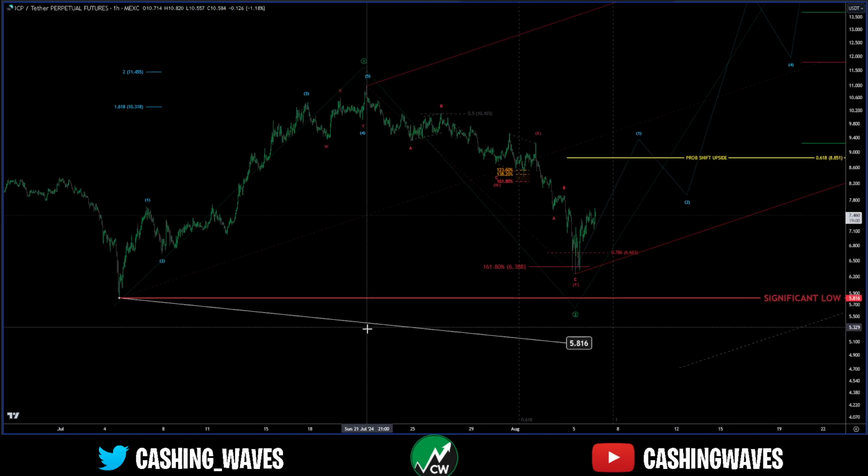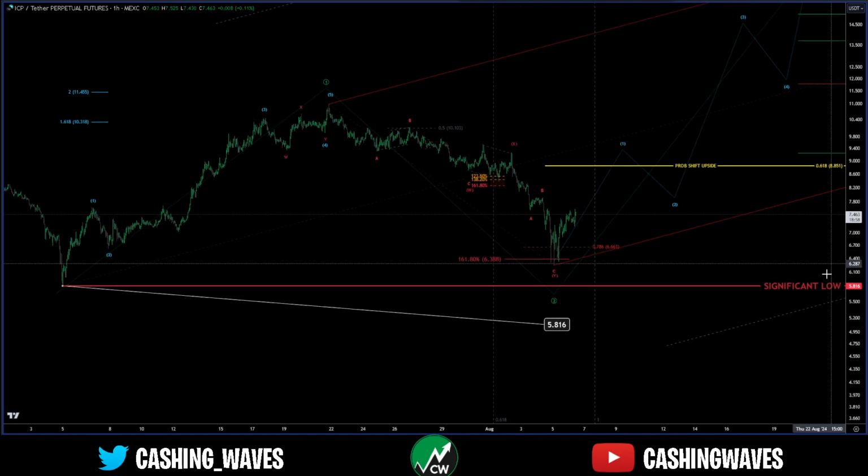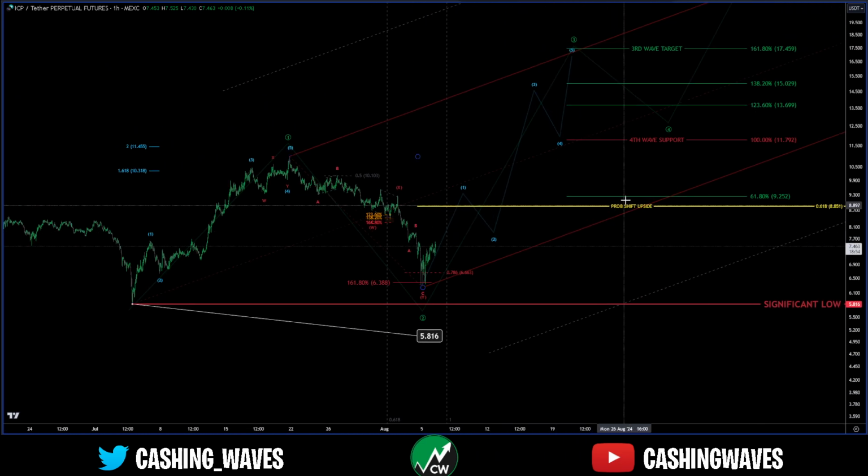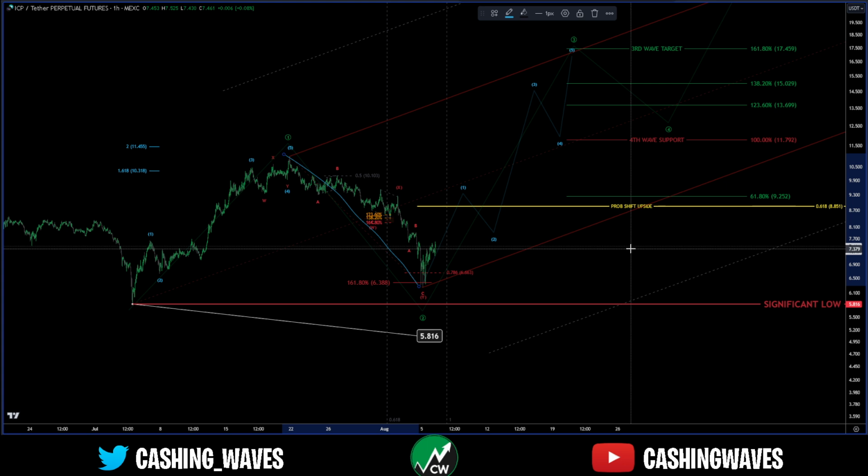And we are trying to recover from here. Now I have mapped this out for you. So the probability shift that we're coming to the upside is past the 618 retracement of this correction to the downside.